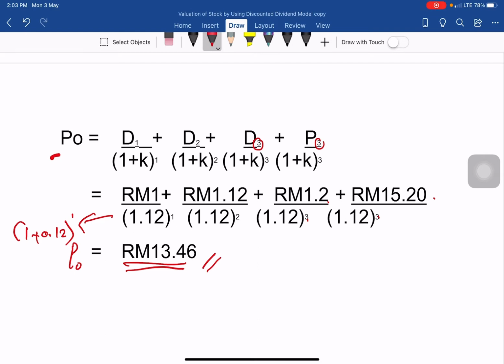Okay, so here I want to show why it becomes over 1.12, because it is 1 plus K, 1 plus 0.12. So that's why here it is 1.12. Okay, power of 1, power of 2, power of 3, and then up to power of 3 only. Okay, so the P0 is RM30.46.